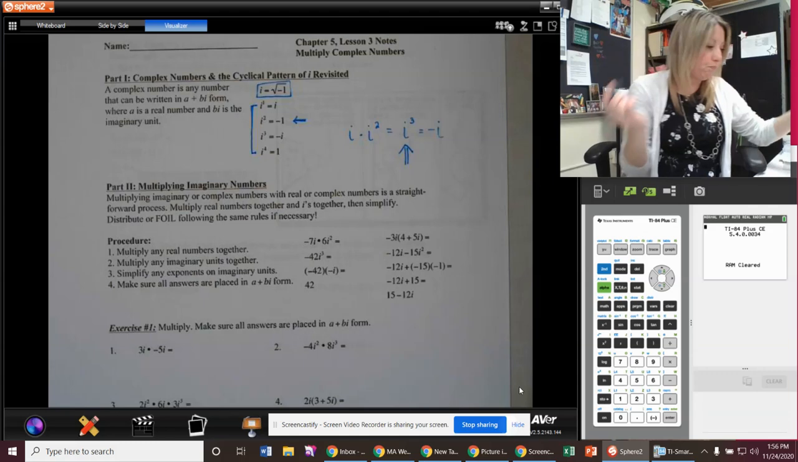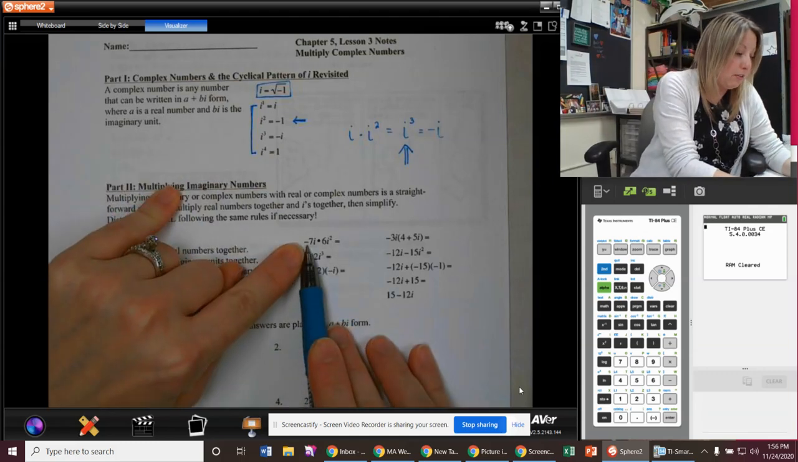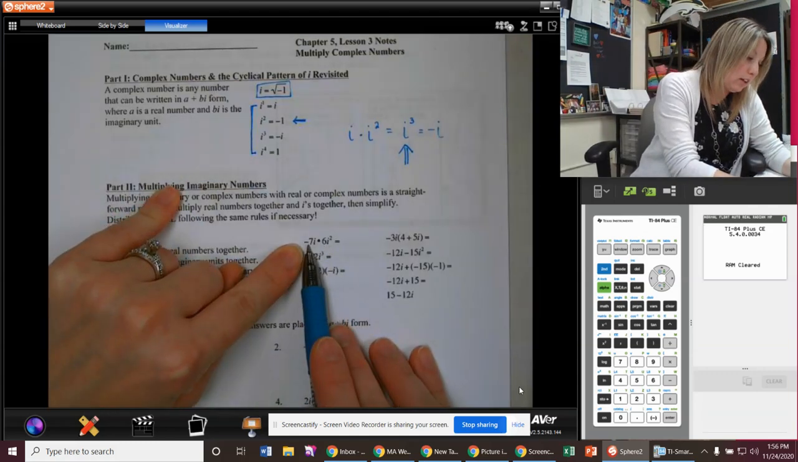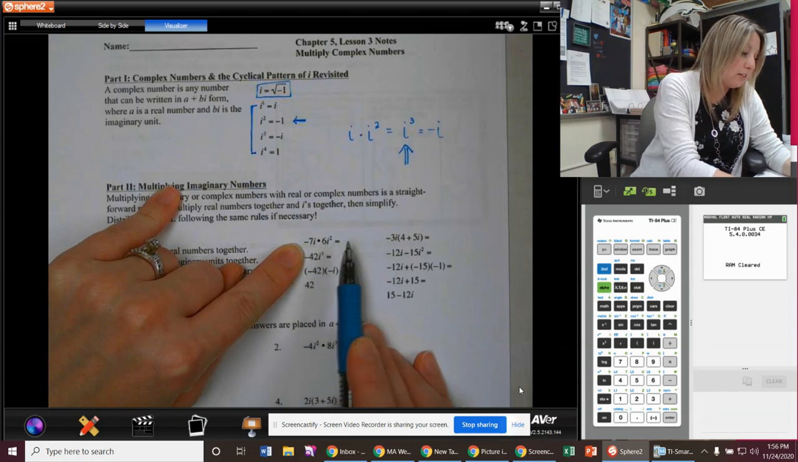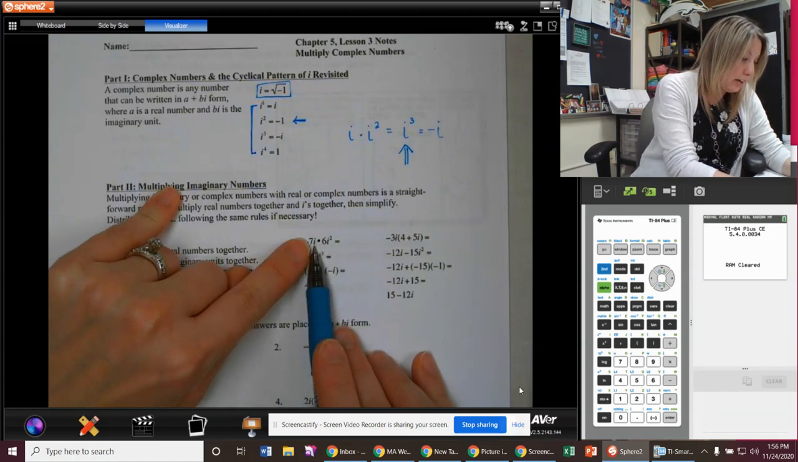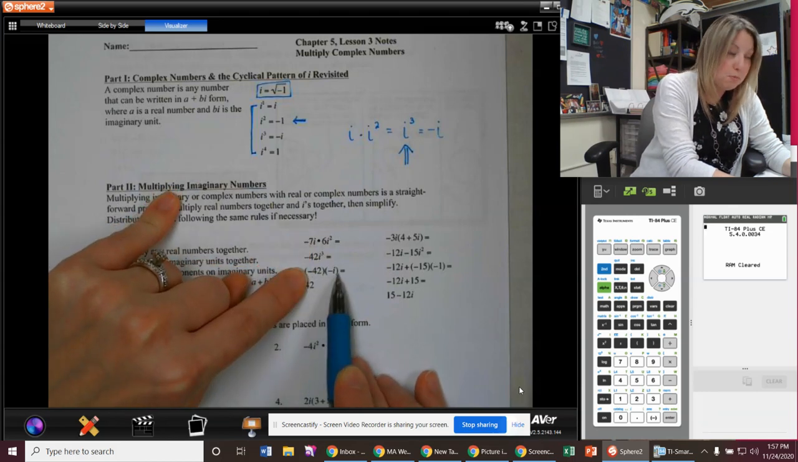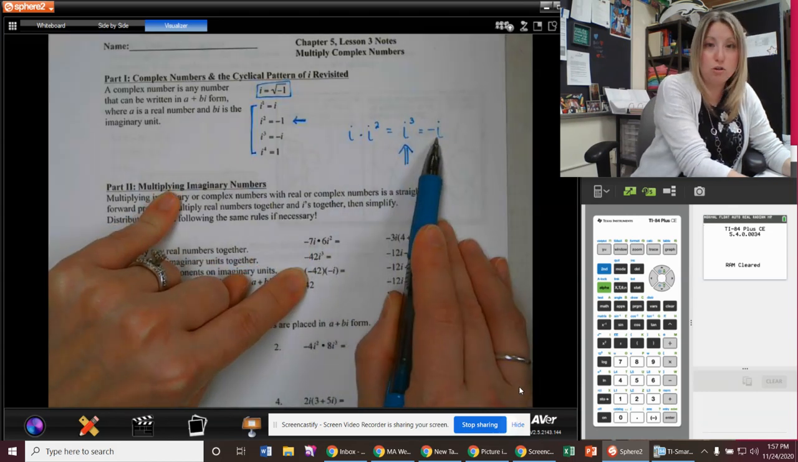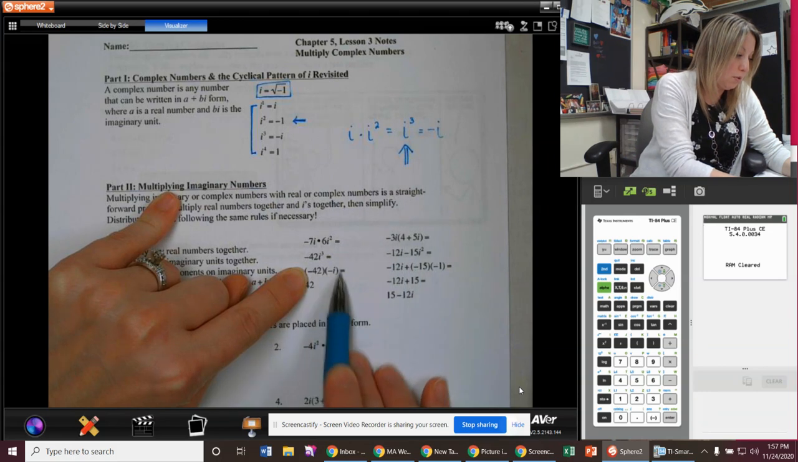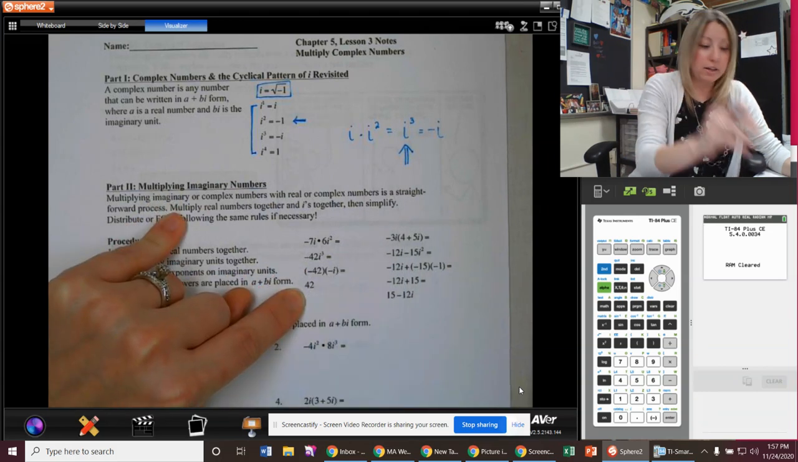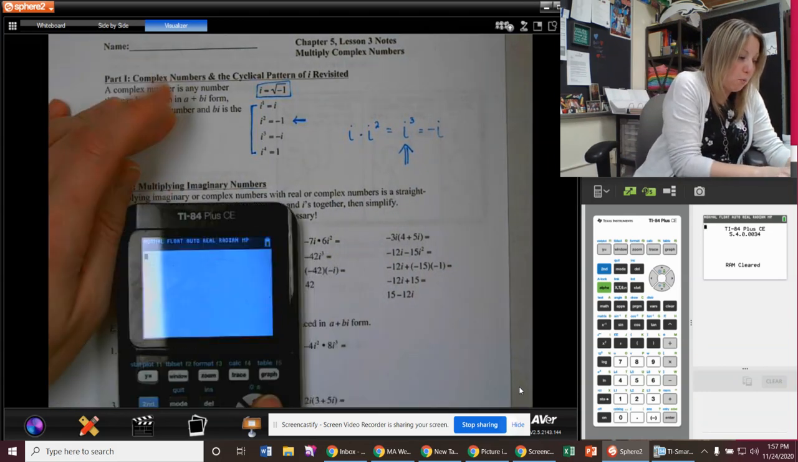So -7i times 6i squared, well, -7 times 6, that's -42. i times i squared, that's i cubed. Well, -42 is really being multiplied by a -i because i cubed is -i. So that's what you replace it with, and you get 42i. But remember, I showed you all that work.